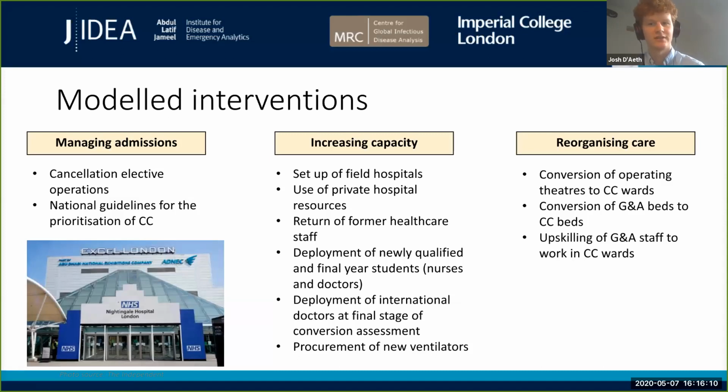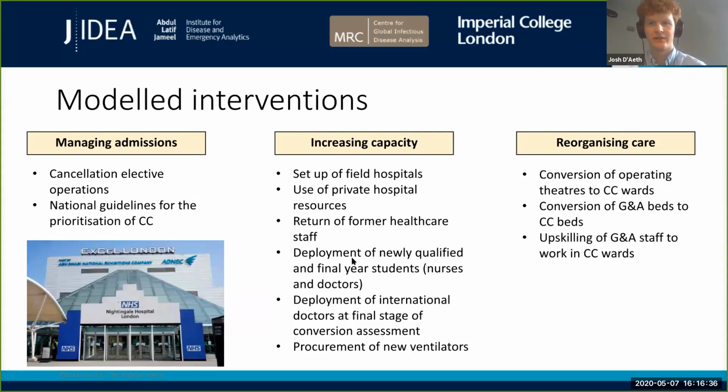Deployment of student doctors and international doctors resident in the country. And with equipment, we also look at how procuring new ventilators affects our capacity here. The final category of interventions we look into are those which reorganise care. So how many theatres we can convert into operating beds, how many GNA beds we can convert to critical care beds, and also how many general acute staff can be upskilled to work on critical care wards.